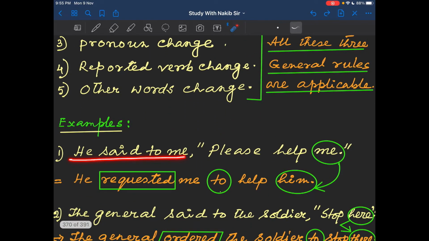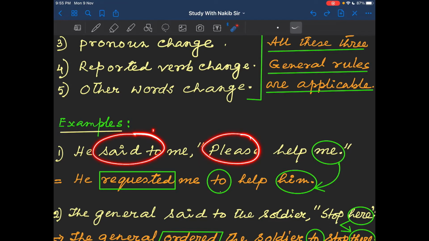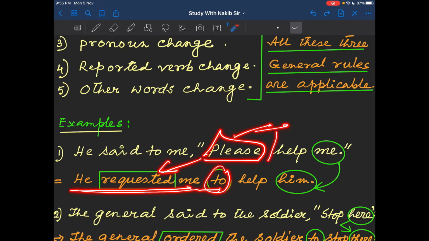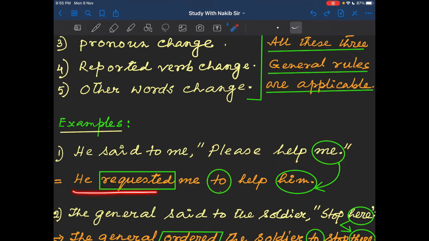First example, he said to me, please help me. Come one by one and see what happens. First come to the reporting verb. It is please, so the reporting verb will be changed to request. It is the past tense, so it will be requested. So he requested me, and the connective is to. So up to this you have got he requested me to, and please will be out. For this please, requested is used, so please is out and this part is left. So he requested me to help me.